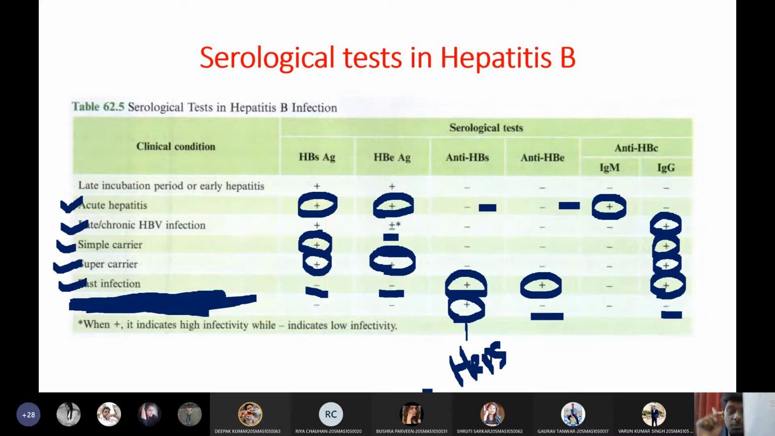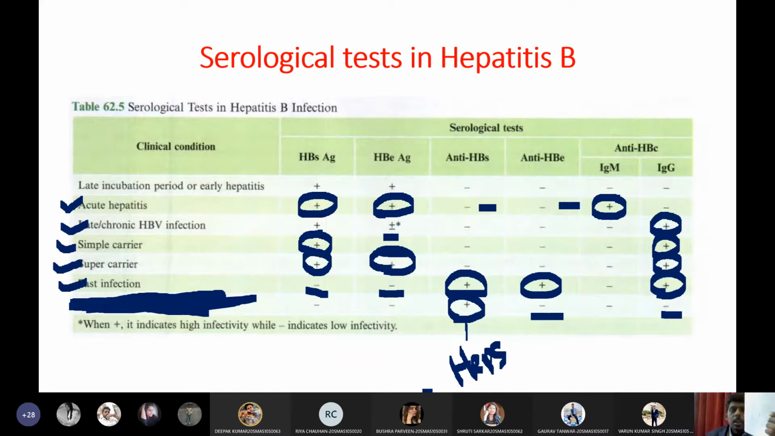So with just one rapid test, we are able to precisely understand the condition of the patient. Is he previously infected? Is he in acute infection? Does he have chronic infection? Is he a silent carrier or is he a super carrier? All these five data we can get with a simple rapid test. So all we need to do is to interpret the test.